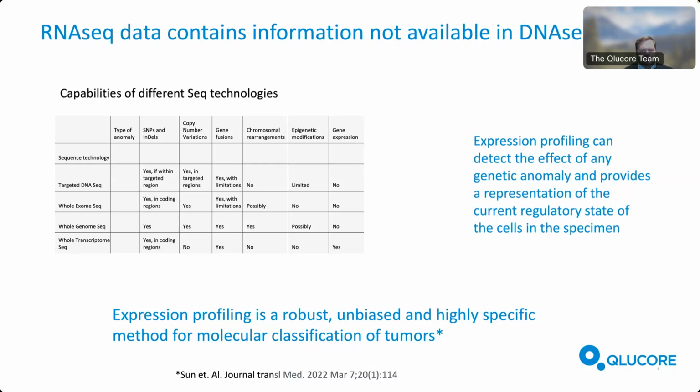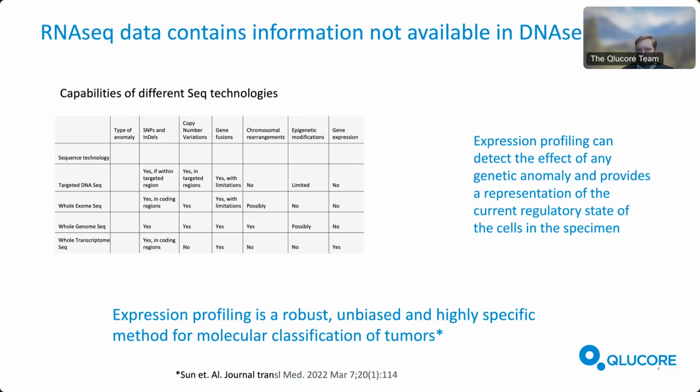And as Sun et al. show, by analyzing over 1,400 tumors, expression profiling is a robust, unbiased, and highly specific method for molecular classification of tumors. And this builds a pretty strong case for utilizing expression profiling for tumor classification.